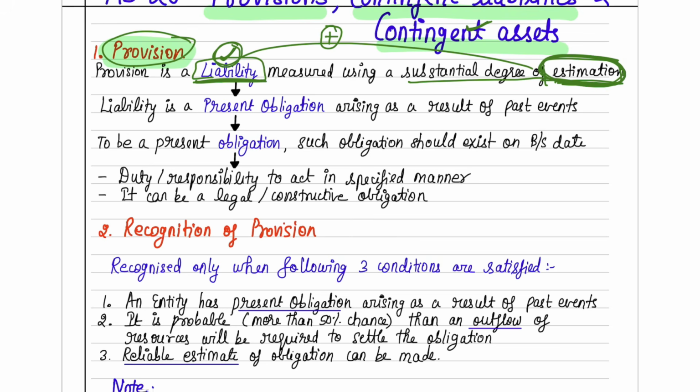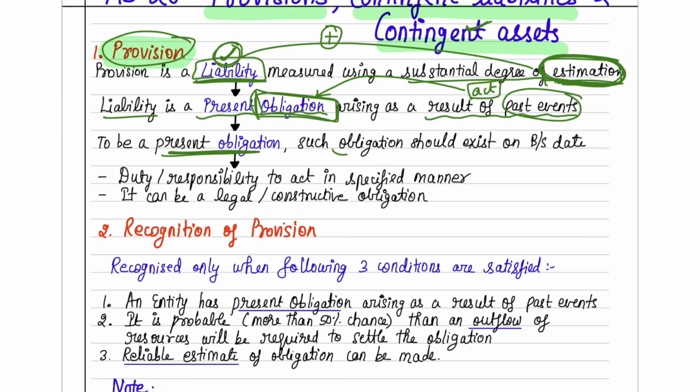Now we are going to understand what liability means. Liability means it is a present obligation arising as a result of past events. That means you did something in the past. The act is already done in the past. You have done an act in the past due to which today you have some obligation. Now what does present obligation mean? Present obligation means such obligation should exist on the balance sheet date.